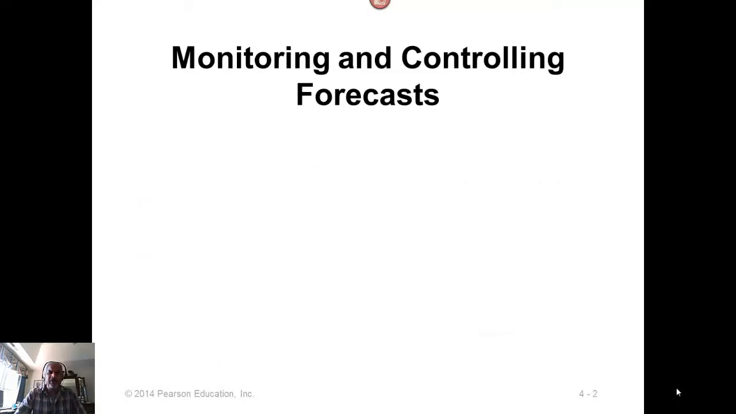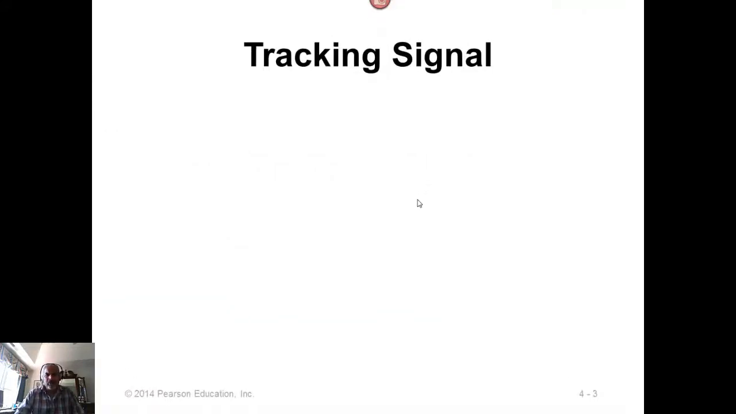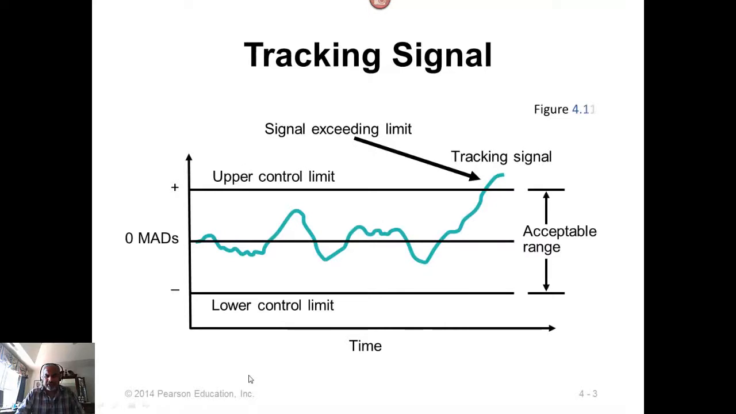So here is the formula for computing the tracking signal, and you do this every time period. The cumulative error and the MAD will change from one period to the next, and you plot the tracking signal over time, and you set a minimum and a maximum limit. As long as the tracking signal falls within these limits, it is acceptable, but if it goes outside the limits, then that would mean there is cause for intervention.